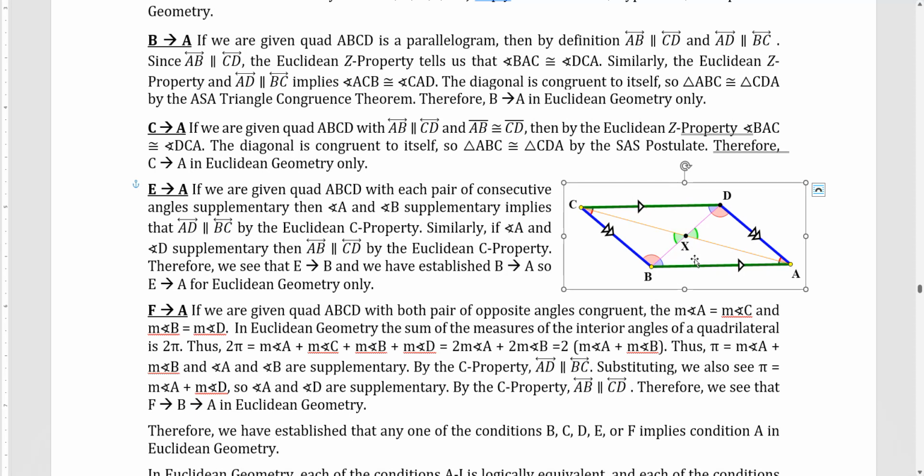Well, we also have these sides are congruent. And of course we have the diagonal congruent to itself. So now we have enough for the side, angle, side postulate, and that's going to make the two triangles congruent, which is what we were trying to show. But we did use the Z property in the direction that's only true in Euclidean geometry.